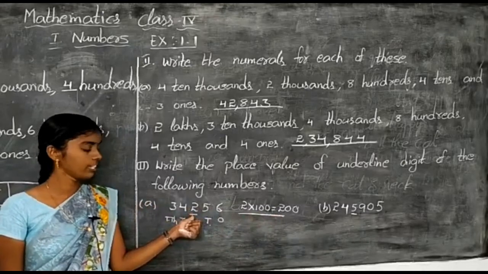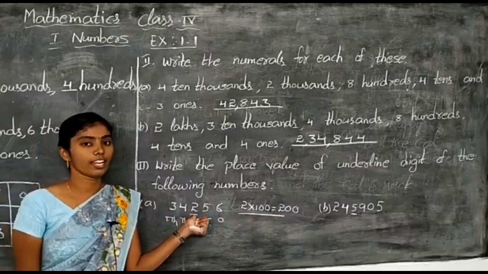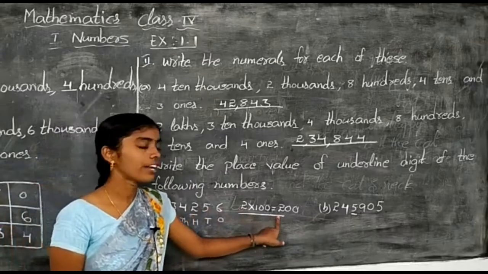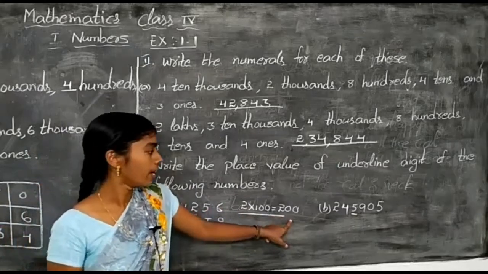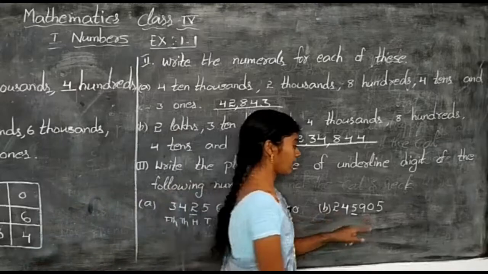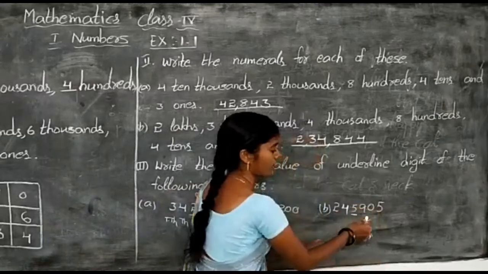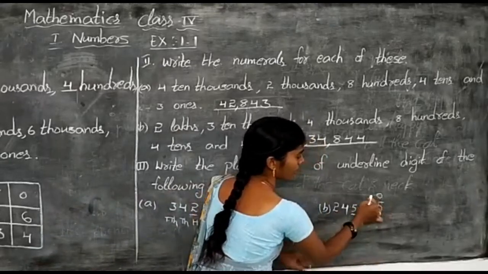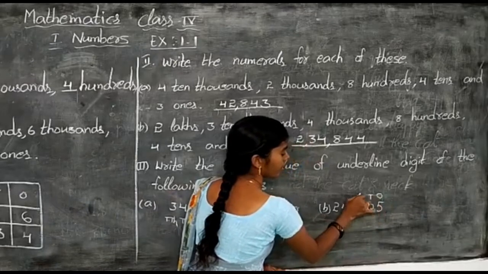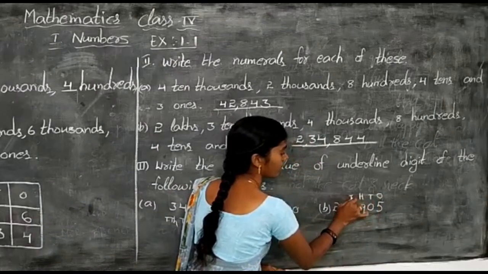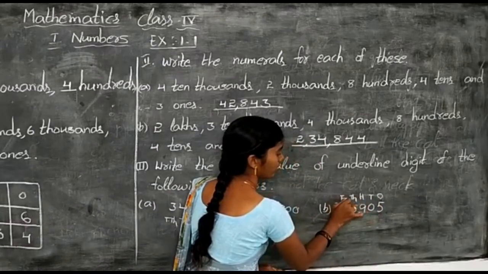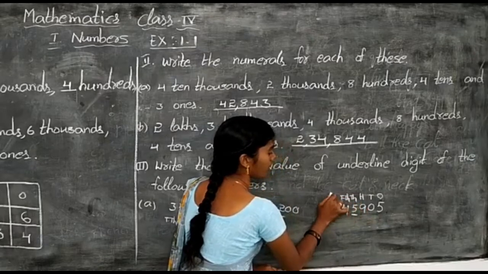Here the underlined digit is 2. 2 is in which place? Hundreds place. So 2 into 100 is equal to 200. Now the next one. First you have to write the place values of your number. 5 is in ones, 0 is in tens, 9 is in hundreds, 5 is in thousands, 4 is in 10,000s, 2 is in lakhs.